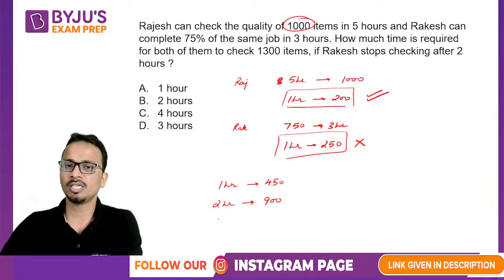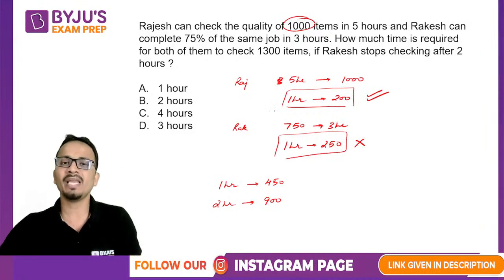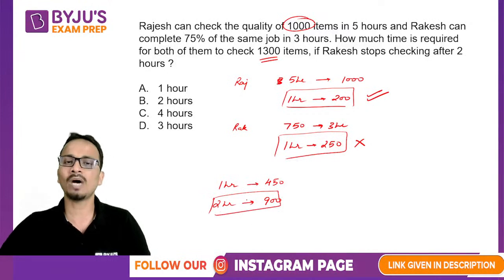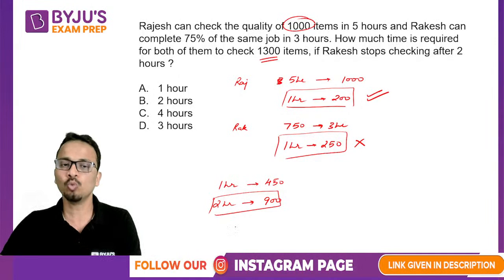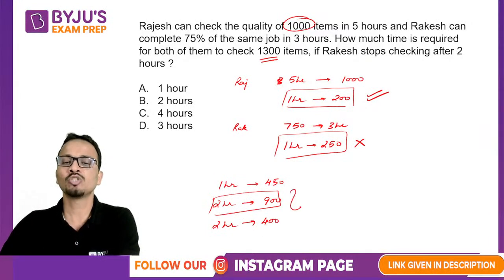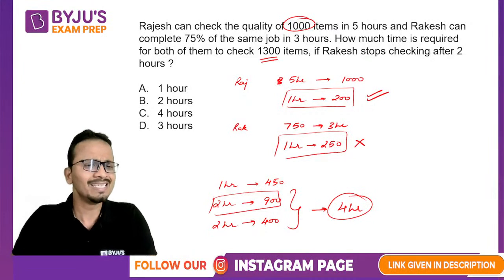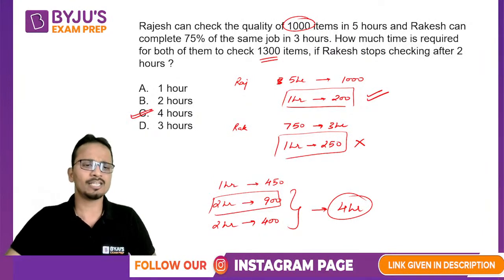So Rajesh now in 1 hour checks 200 pieces. The remaining total number of pieces were 1300, 900 are already checked in 2 hours. So remaining 400 pieces will be checked by Rajesh in 2 hours. So another 2 hours and 400 pieces will be checked. So altogether the time taken will be 4 hours. All right. I have written a lot of things, but you could have avoided writing this much. You could have done a little less rough work, but the answer is option C, that is 4 hours.